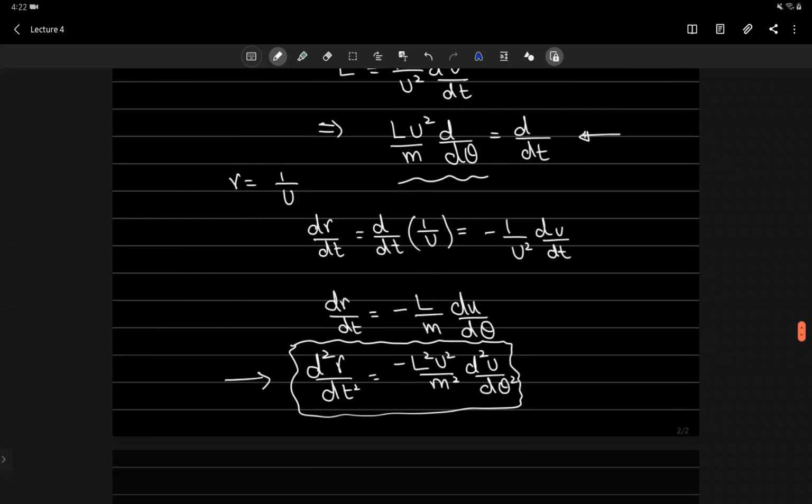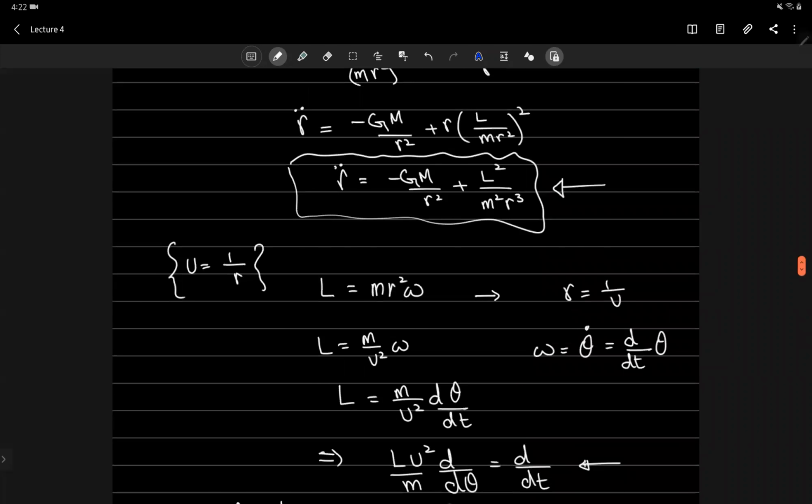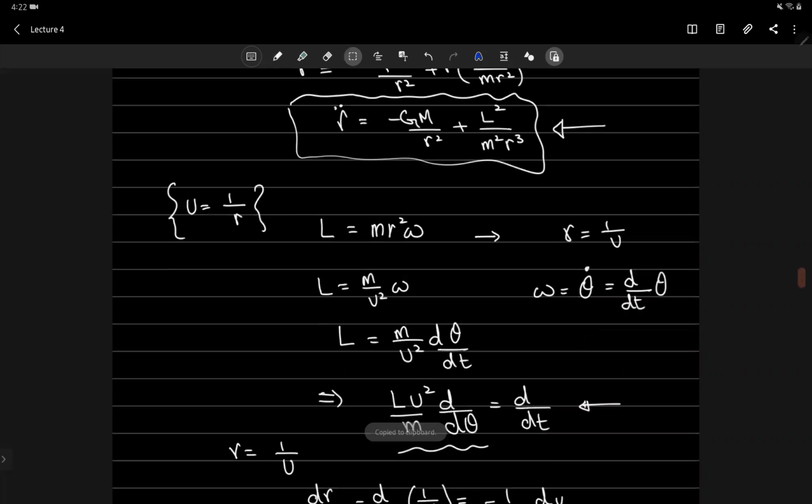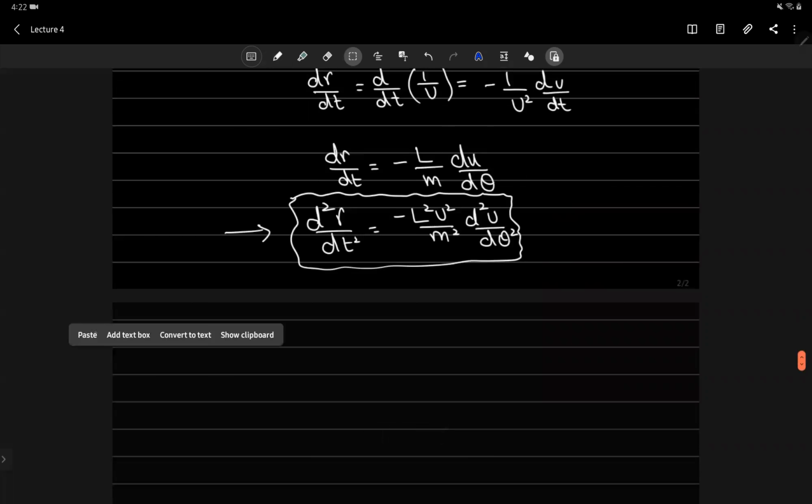So let me just make things a bit, well, I'll just copy paste this over here. Okay, हमारे पास सारा कुछ एक जगह पे हो.